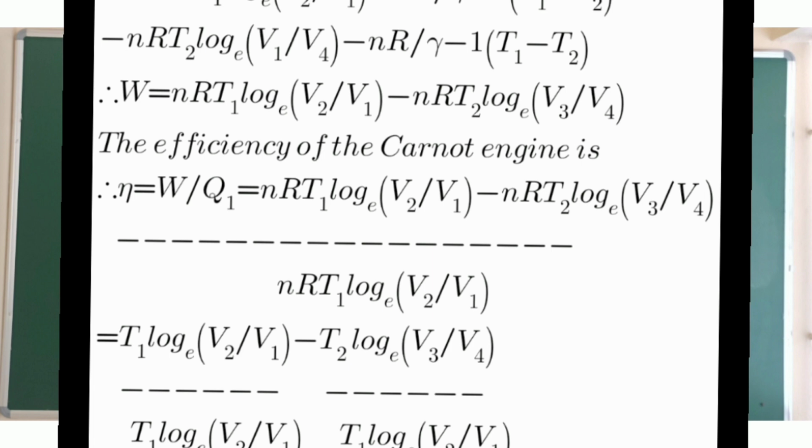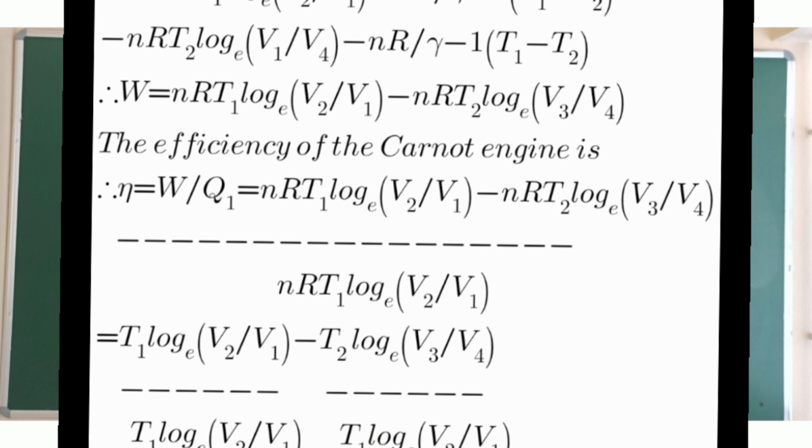The efficiency of the Carnot engine η is given by W/Q1, that is equal to nR T1 log_e V2/V1 minus nR T2 log_e V3/V4, according to the last equation, divided by nR T1 log_e V2/V1. By taking nR as the common factor and cancelling, we get T1 log_e V2/V1 minus T2 log_e V3/V4, divided by T1 log_e V2/V1.